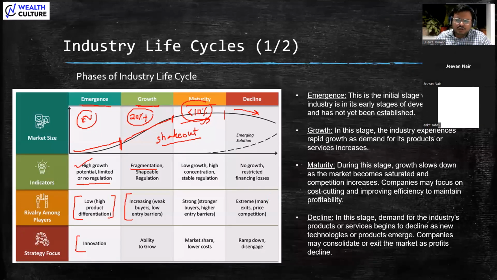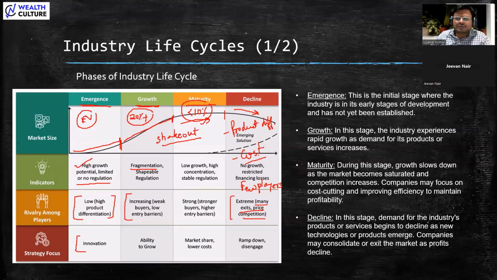In this phase, you will see a lot of consolidation happening. Many players will exit and there will be huge competition. So typically, what happens is that there are few players left, right? After consolidation, after the shakeout and the maturity, there are very few players left in this industry, and these players will have one of these two characteristics. Either they will have a lot of product differentiation, which is how they survive, or they will purely focus on cost. Whoever is the low cost provider will continue to serve the market.